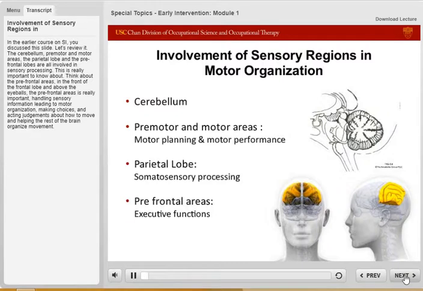In an earlier course on sensory integration, you discussed this slide. Let's review it. The cerebellum, the premotor and motor areas, the parietal lobe and the prefrontal lobes are all involved in sensory processing. This is really important to know about. Think of the prefrontal areas. In front of the frontal lobe and above the eyeballs, the prefrontal area is really important, handling sensory information, leading to motor organization, making choices, enacting judgments about how to move, and helping the rest of the brain organize movement.